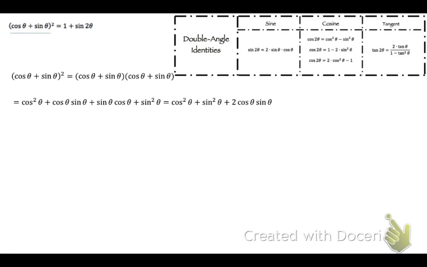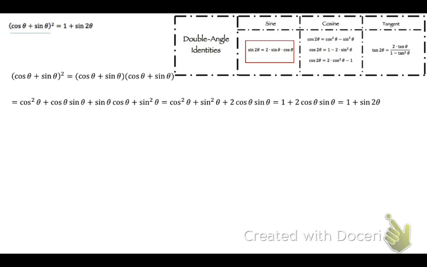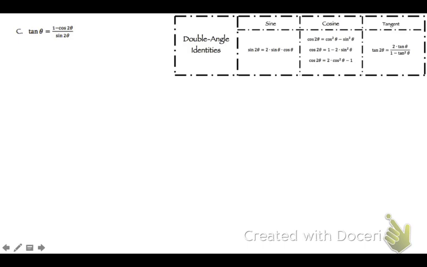We can simplify this a little bit. I'm going to put cosine squared plus sine squared next to each other, and then that's plus 2 cosine sine. Cosine squared plus sine squared is 1. That's an identity that you should have memorized. So that's 1 plus 2 cosine theta sine theta. And 2 cosine theta sine theta is the same thing as sine of 2 theta. So that's 1 plus sine of 2 theta, which is what we wanted. That's our answer, so we're good. We proved it.